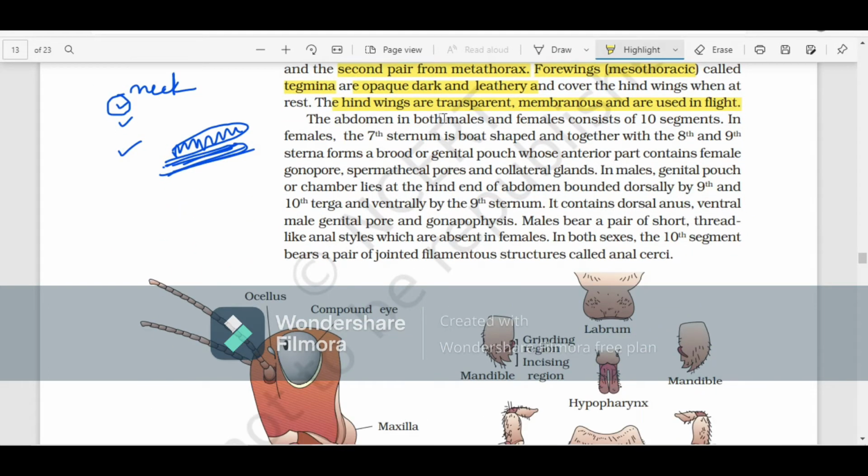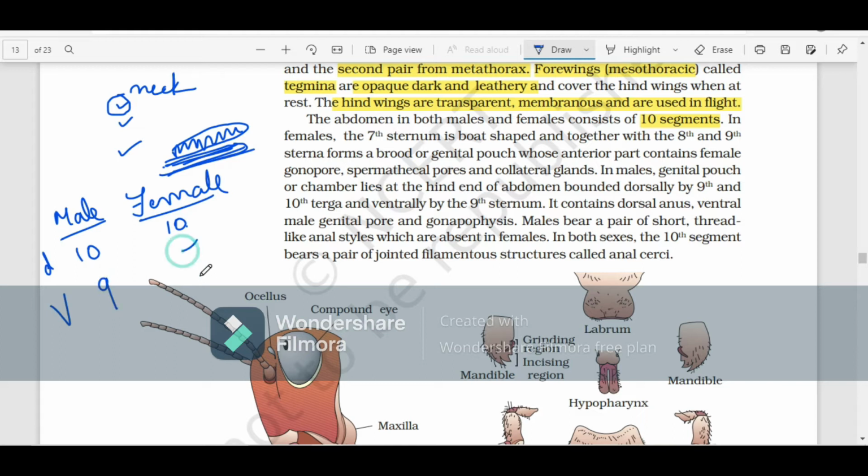The abdomen, in both males and females, consists of 10 segments dorsally. That's the point, male and female. There are dorsal side segments and ventral side segments in the abdomen. On the dorsal side both have 10. On the ventral side, males have 9 and females have 7, because the 7th, 8th, and 9th segments are fused. We'll see that. In females, the top part is the tergum and the ventral side is the sternum. The 7th sternum is boat shaped. The shape can be asked, whether it's boat shaped or some other shape.